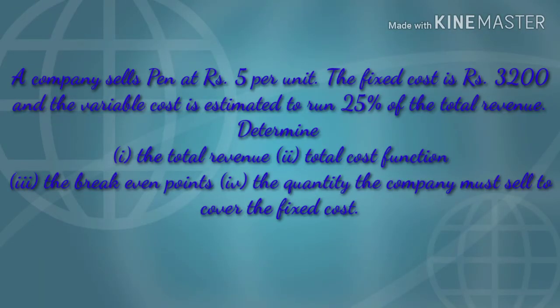A company sells pens at rupees 5 per unit. The fixed cost for the company is rupees 3,200 and the variable cost is estimated to run 25% of the total revenue. Determine the total revenue, the total cost function, the break-even point, and the quantity the company must sell to cover its fixed cost.